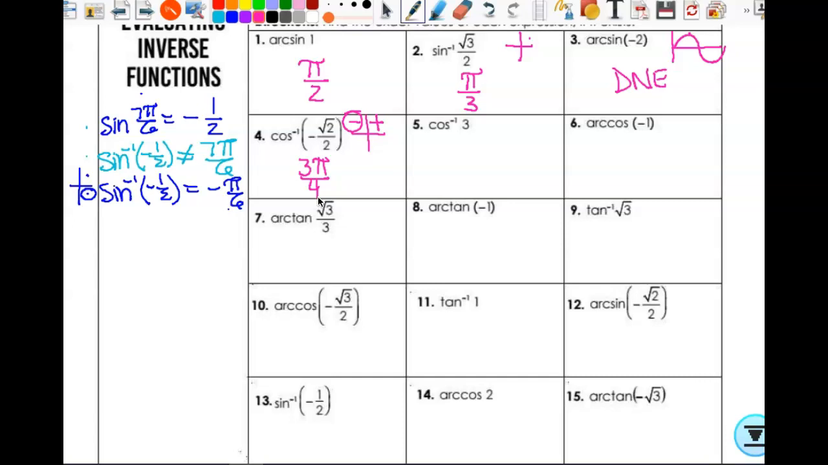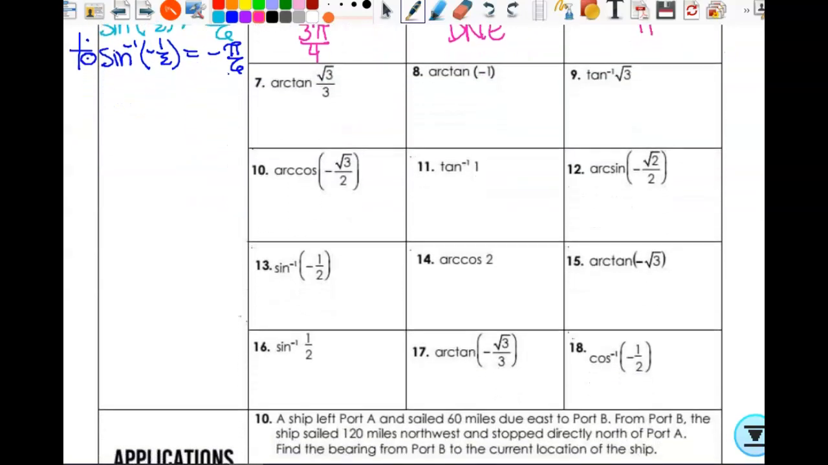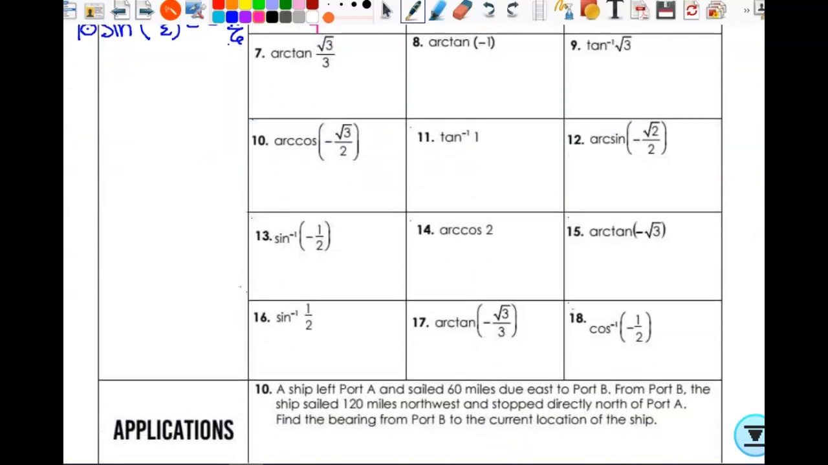All right, cosine inverse of 3. What angle gives me a cosine value of 3? None, because my cosine values can only go from -1 to 1, so this does not exist. All right, arc cosine of -1. What angle gives me a cosine value of -1? Pi. And we're going from 0 to pi inclusive, so pi is a totally fine answer. What questions you got? All right. I'm going to give you a minute. I want you to do 7, 8, and 9.